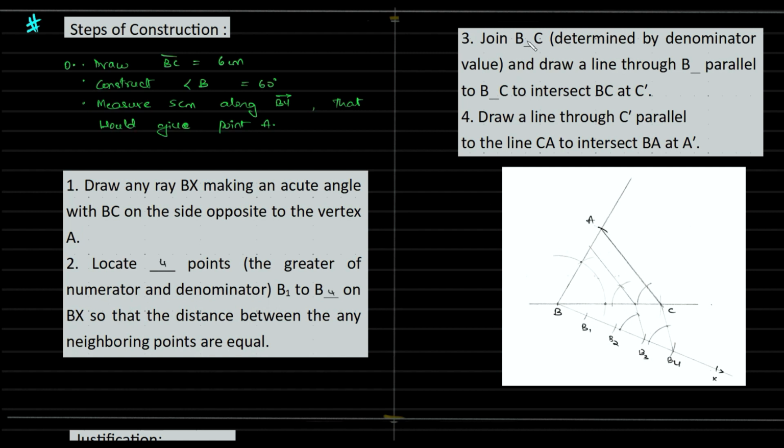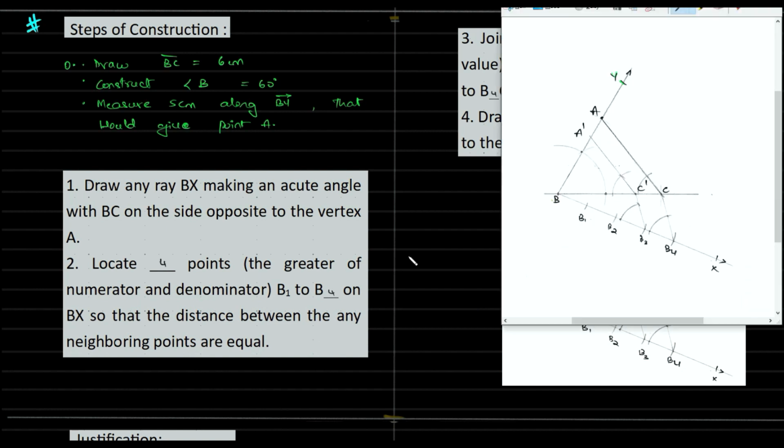Next is join B4C. Why B4? It is determined by the denominator. And draw a line through B3. Why B3? It is determined by the numerator. Parallel to B4C, intersecting BC at C dash. So that would be C dash. Draw a line through C dash parallel to CA, intersecting this at A dash. And thus we have the required parallel lines.